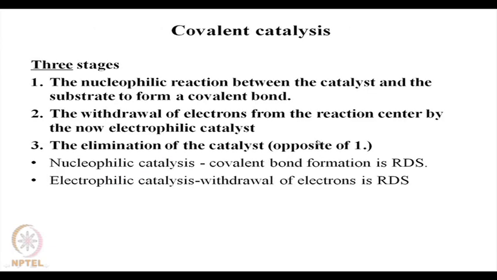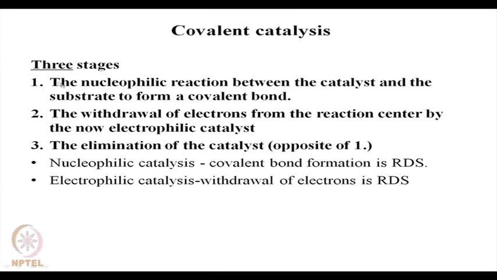Now, covalent catalysis, what is covalent catalysis? It has got 3 stages: the nucleophilic reaction between catalyst and the substrate to form a covalent bond. Okay. The withdrawal of electrons from the reaction center by the new electrophilic catalyst, and the third one is the elimination of catalyst, that is the opposite of 1. Okay. And nucleophilic catalysis, the covalent bond formation in the rate determining step, electrophilic catalysis, withdrawal of electrons in the rate determining step.